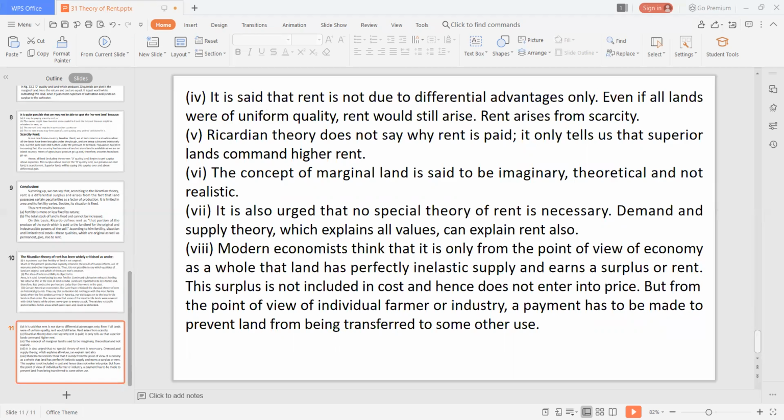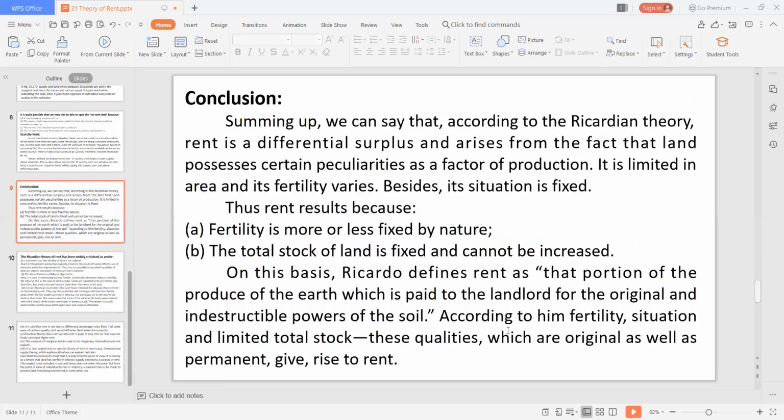On some other grounds also it has been criticized, because this theory is an imaginary one. The concept of marginal land is said to be imaginary, theoretical, and not realistic. It is also urged that no special theory of rent is necessary. The demand and supply theory explains all values, including rent also. So these are some of the criticisms given against Ricardo's theory of rent.